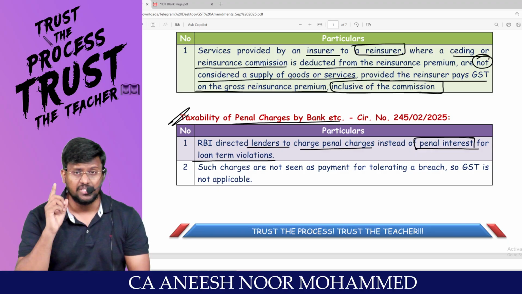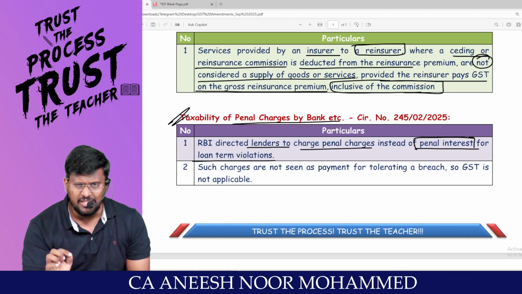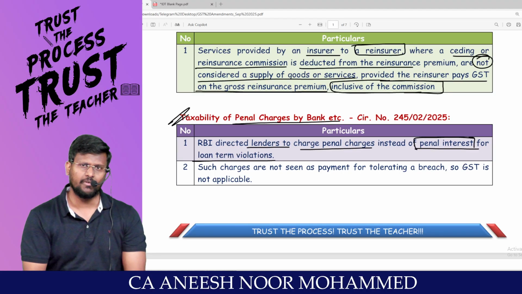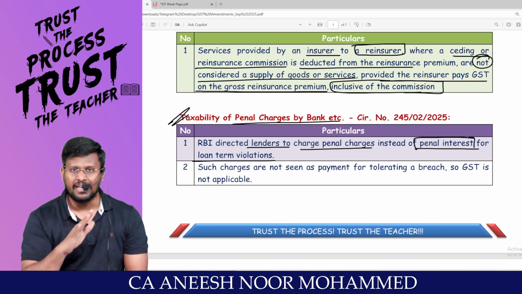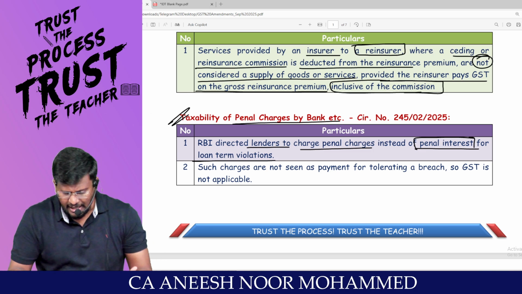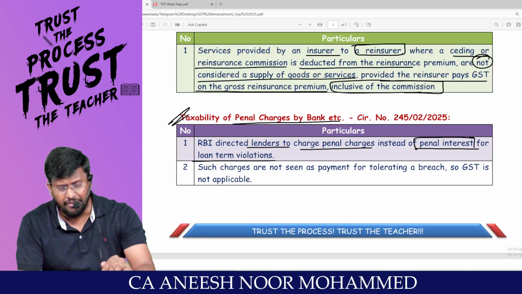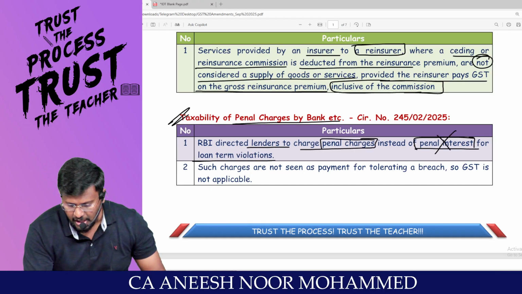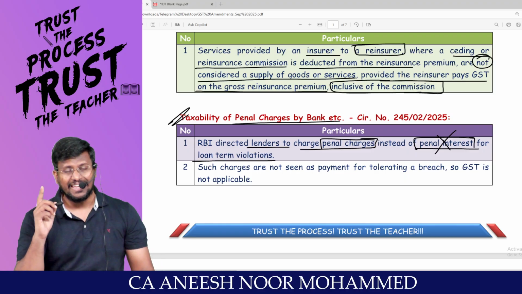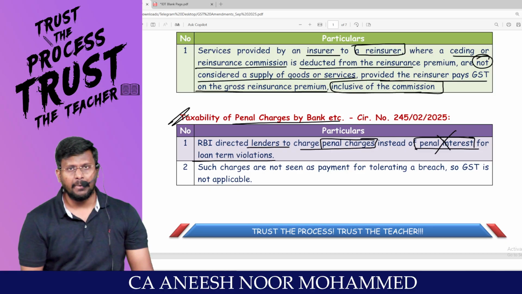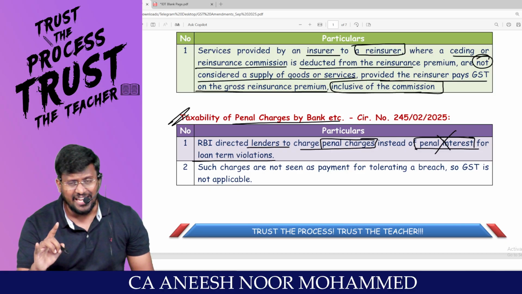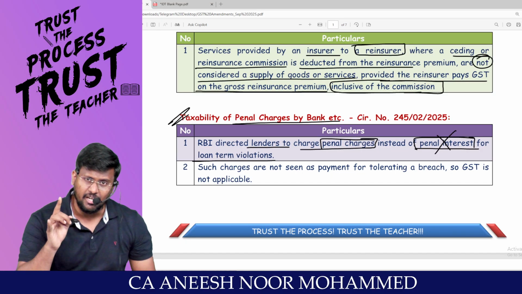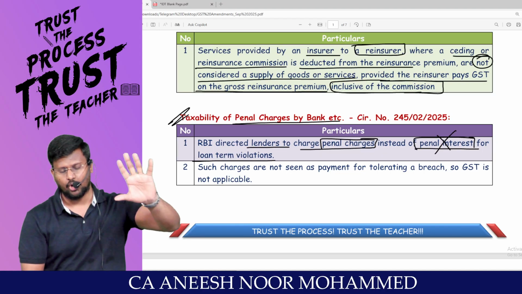We already know that F stands for financial services. On financial services, extending deposit, loan or advance, in so far as the consideration is represented by way of interest or discount, is exempted. Right, sir? Here, RBI has now specifically said that you should not charge it as penal interest. You should charge it as penal charges. Oh my God. Only interest and discount are excluded, my dear lovable students. So if RBI is saying that don't collect it as penal interest, and it is collected as penal charges, will GST be attracted or not is the question.